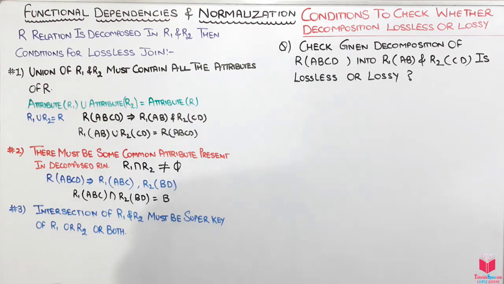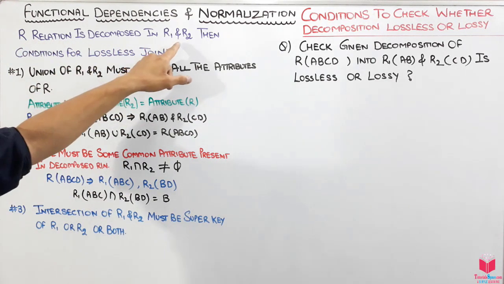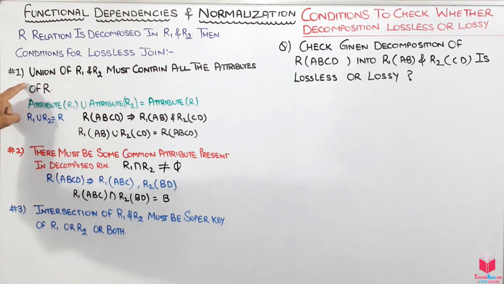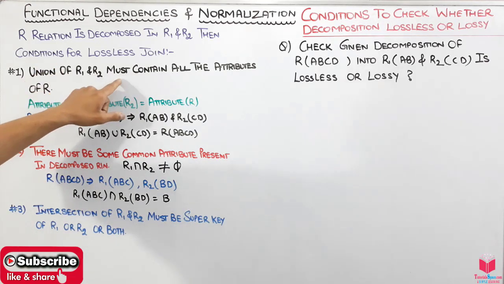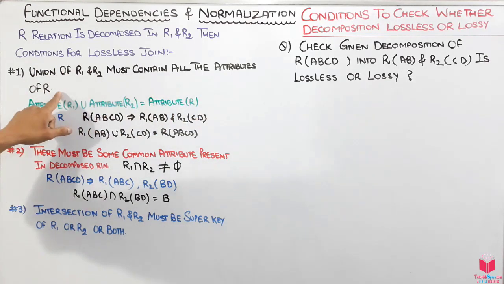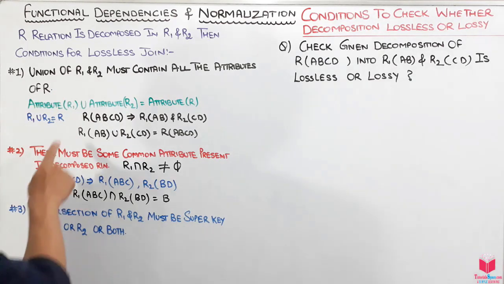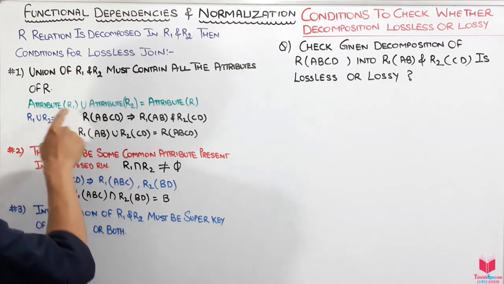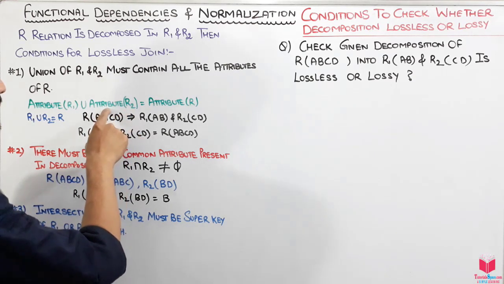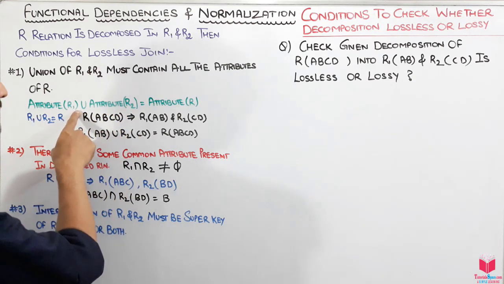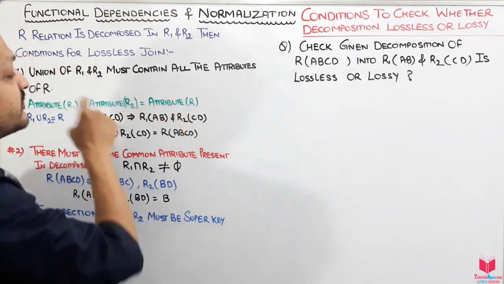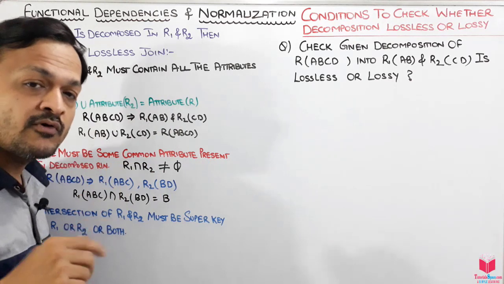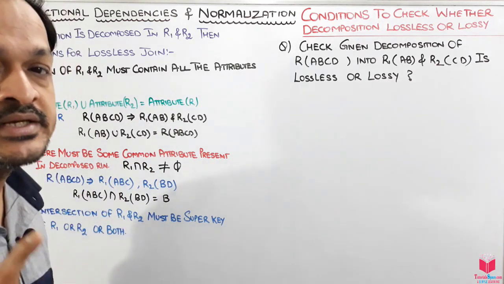It says that if we have decomposed relation R into R1 and R2, then first of all we have to take the union of R1 and R2 on the basis of attributes. Then it must contain all the attributes of R. Let's take R1 with its attributes, then R2 with its attributes. Now we will take the union of both. After getting the union, we should get the relation R, that is the original relation with all its attributes. If all the attributes come, then we will say the first condition is passed.